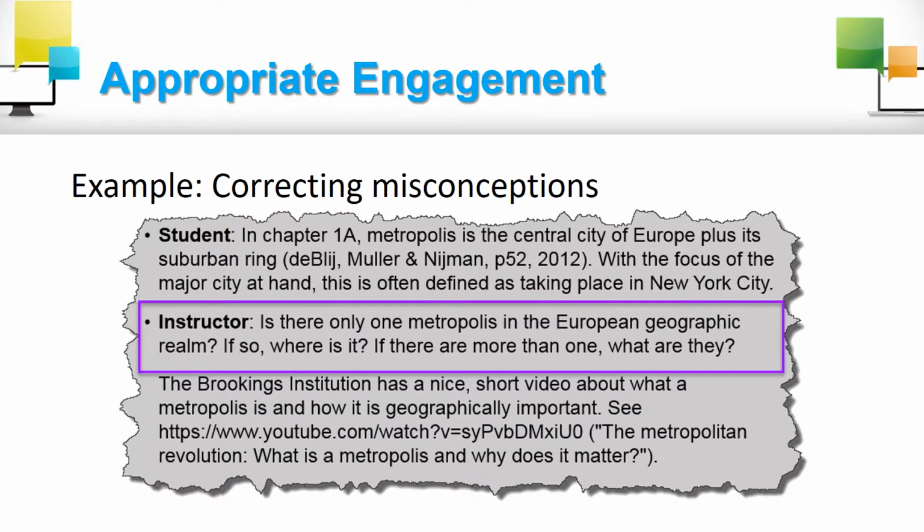An example of correcting misconceptions. Instead of stating that the student is wrong and embarrassing them, the instructor asked additional questions to help the student find the correct answer. The instructor was also aware of a video that might assist the student in their understanding and added it to their response.